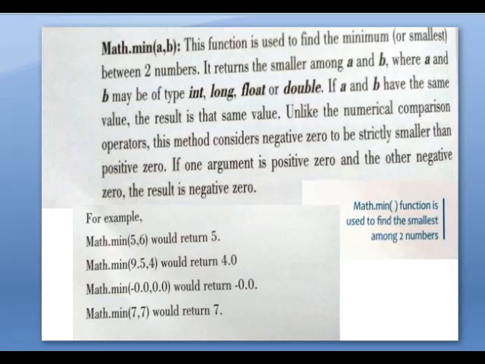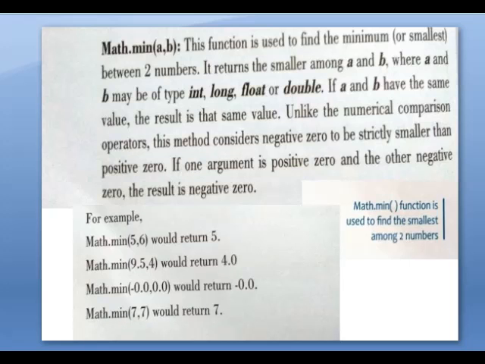Next is Math.min of a, b. The Math.min function is used to find the smallest among two numbers. For example, Math.min of 5, 6 will return the value 5. Math.min of 9.5, 4 will return 4.0. The minimum value, the smallest value, is 4.0. Here, minus 0.1, the two values are equal, so it will take one value.